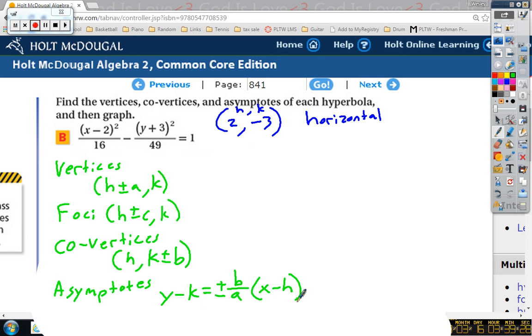Okay. Now if I read the instructions, it says find the vertices, co-vertices, and asymptotes. It doesn't say find the foci. So I'm going to cross foci off my list. It's not one of the things I need to do for this problem.